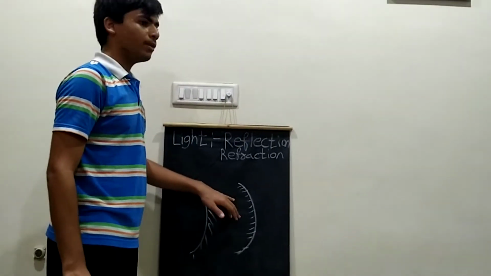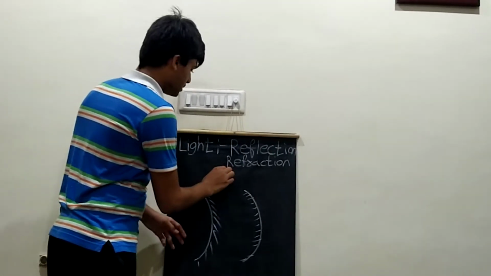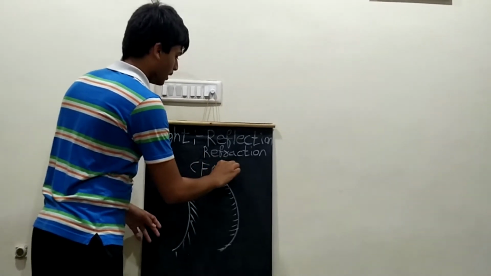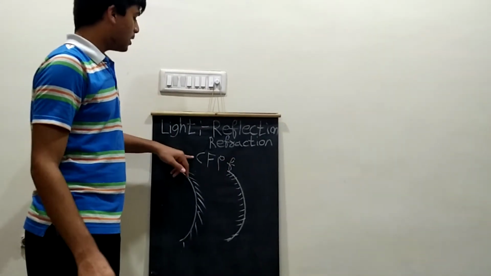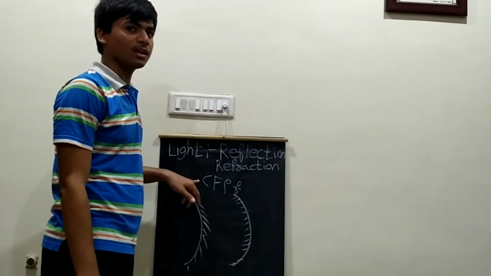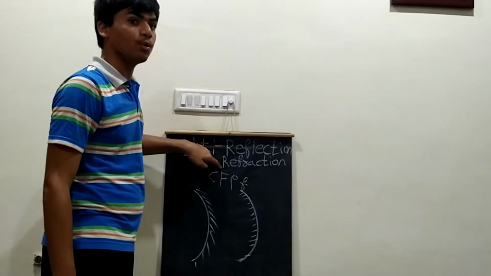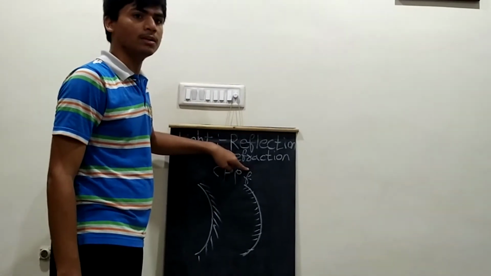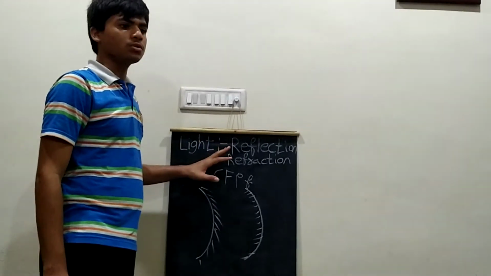In this chapter we are going to study some new terms: C, F, P, and small f. C means center of curvature. I'll explain why we call it the center of curvature. F is called the principal focus, P is called the pole, and small f is called the focal length. They all have a reason why they're called like that and where to use those terms. Now let me explain.